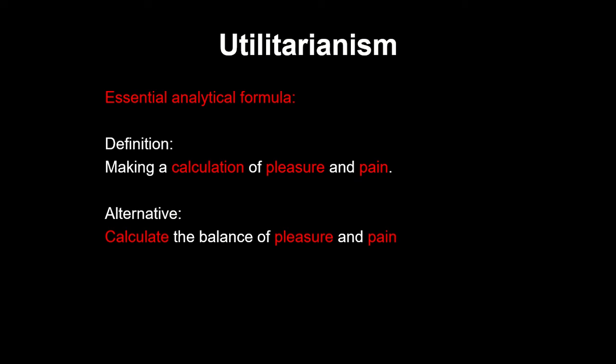Utilitarianism uses one essential analytical formula, their way to solve the puzzle. They're looking at it really as a formula. Because their definition of the analytical formula is that they need to make a calculation of pleasure and pain, or to put it differently, to calculate the balance of pleasure and pain given a decision.